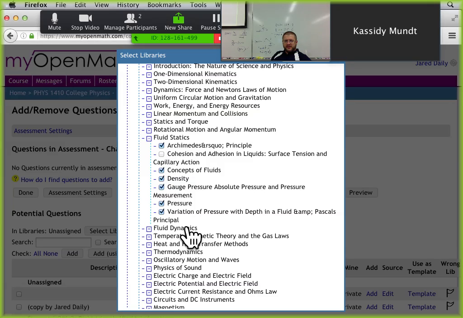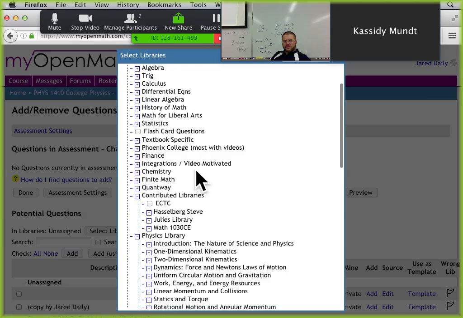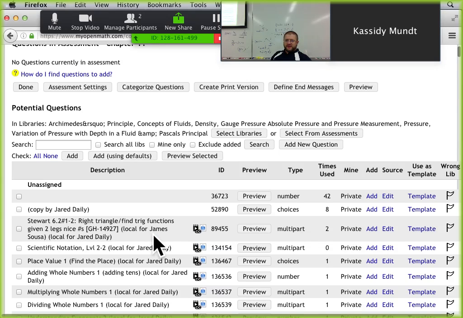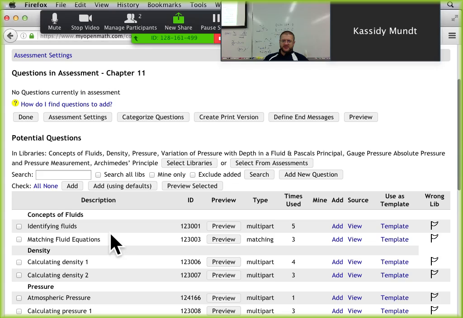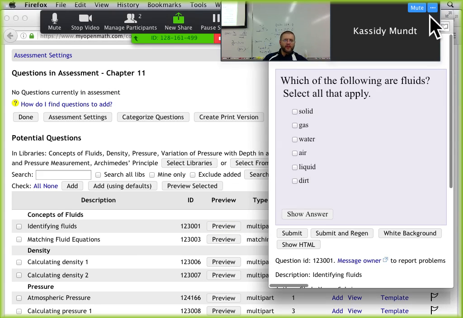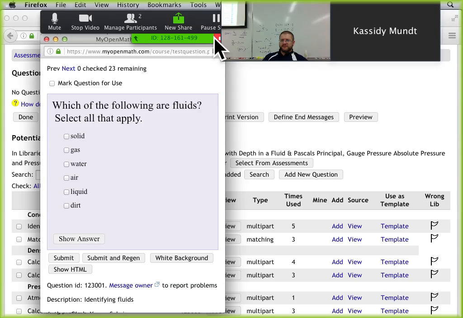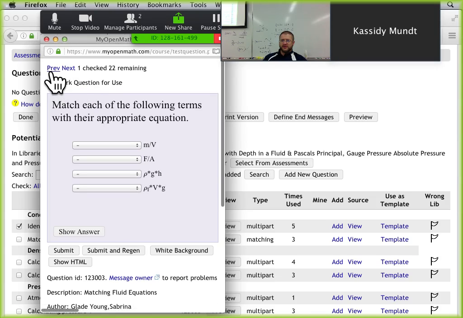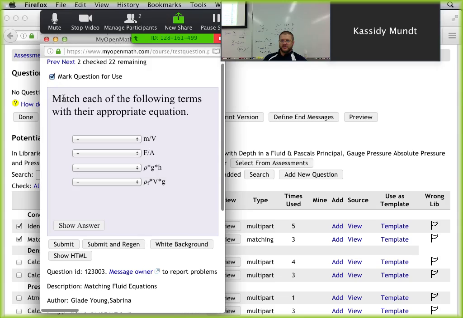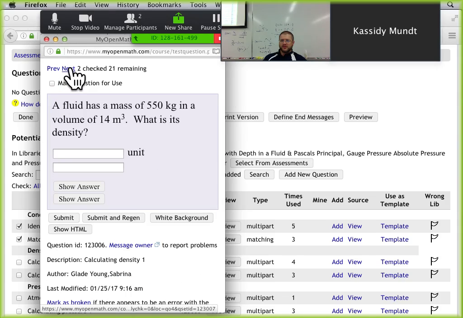All right, let's see what they've got for us. Not a whole lot of different problems, but let's take a look here. Which of the following are fluids? I might as well give ourselves an easy one. Equation. So calculating density of a fluid, not terribly difficult. Mass divided by volume.